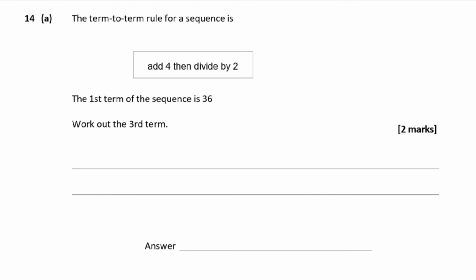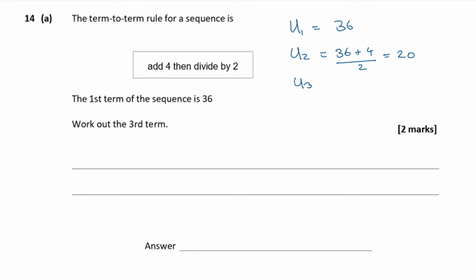Question 14a. The term-to-term rule of a sequence is add 4 and then divide by 2. The first term of the sequence is 36. Work out the third term. I use the notation U1 to represent the first term, which is 36, and U2 is my second term. I get U2 by taking the first term, 36, adding on 4, and then dividing by 2. So 36 plus 4 is 40. Divide by 2, that is 20.